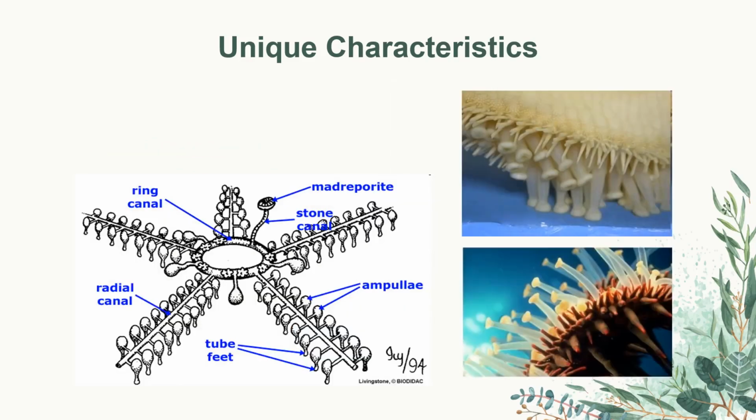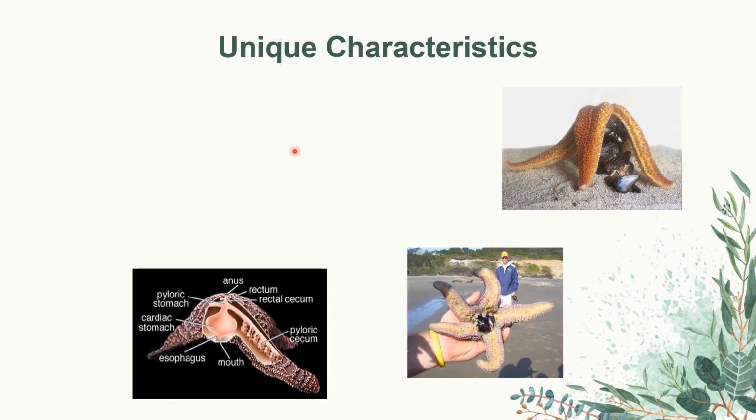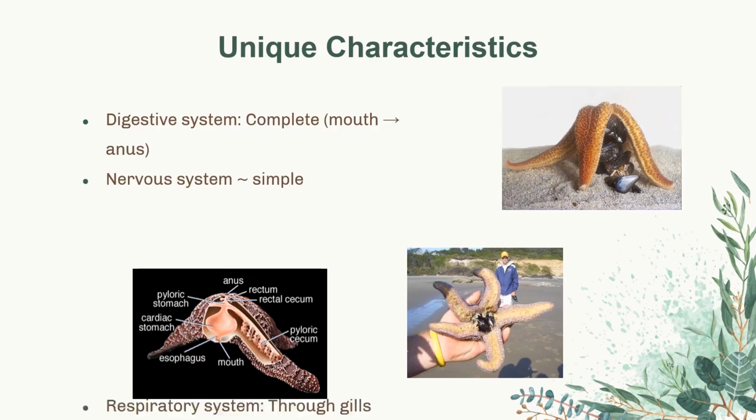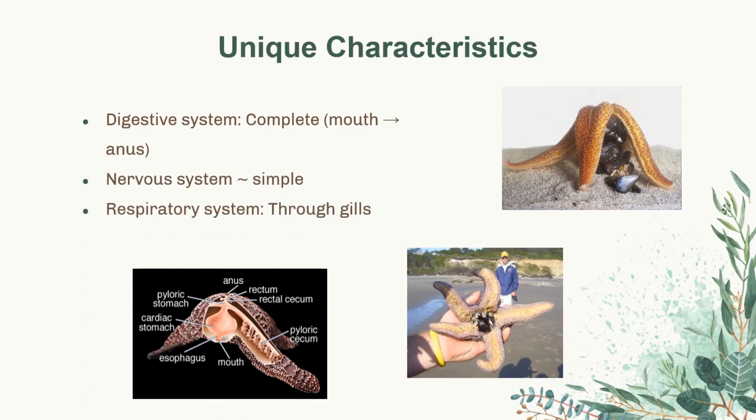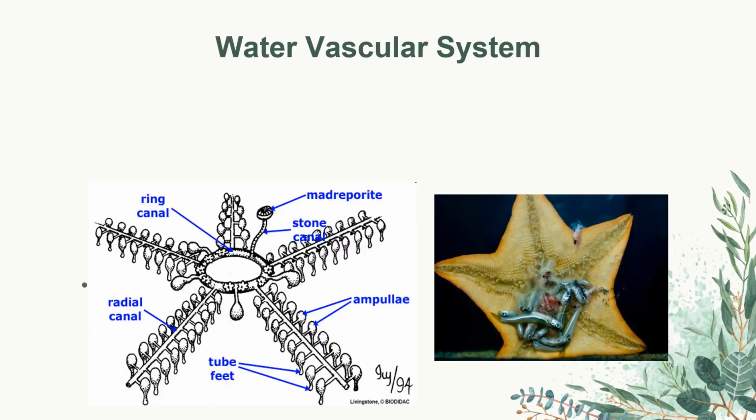Echinoderms such as starfish have a very complex water vascular system, as you can see here in this diagram. They also contain tube feet that help them attach to flat surfaces. The digestive system of echinoderms is complete, as seen here. It has a mouth and an anus. The nervous system is very simple. Respiration is through gills, and they have separate sexes, and can undergo asexual or sexual reproduction. So let's look in detail at the water vascular system.